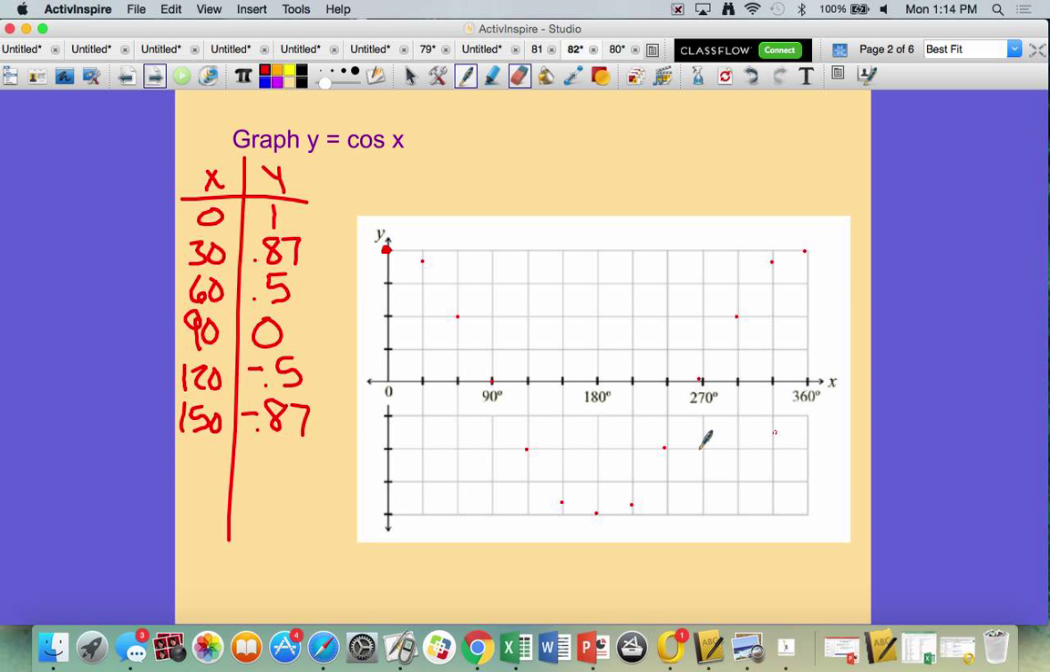Now, an interesting thing about cosine compared to sine is, first of all, it is the exact same graph. It may not look like it right now, but if you put them side by side, and especially if you expanded this, so instead of from 0 to 360, it was like 0 to 1080, you would see the exact same graphs. They would just be offset, and they'd be offset by 90 degrees.